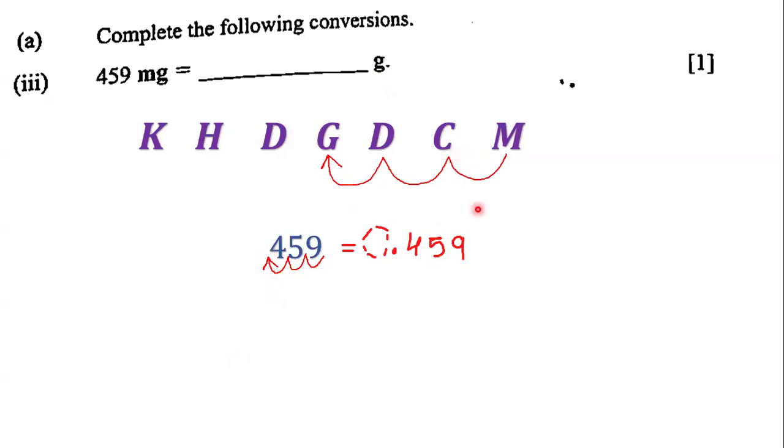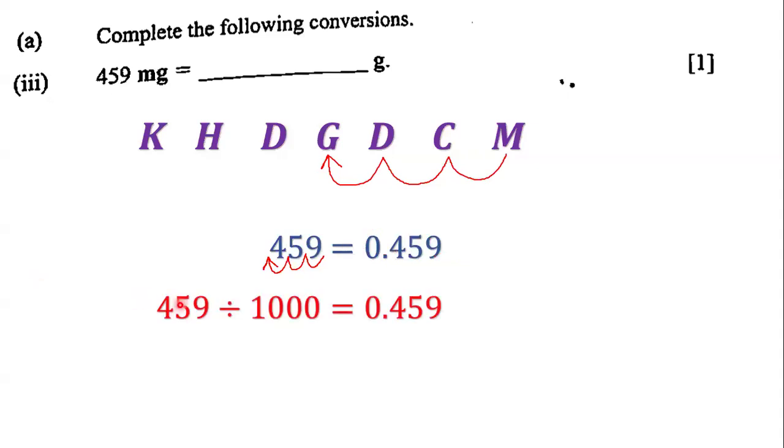Okay, what did we divide by? We divided by what? 1,000. We divided by 1,000, right? So we say 459 divided by 1,000. Now we use 1,000 in case someone asks, Mr. Petit, how did you get 1,000? The 1,000 just popped on the screen.